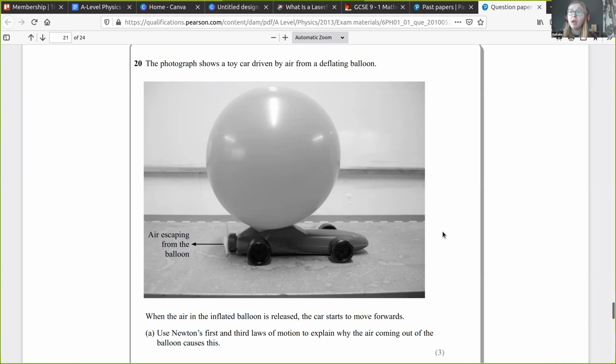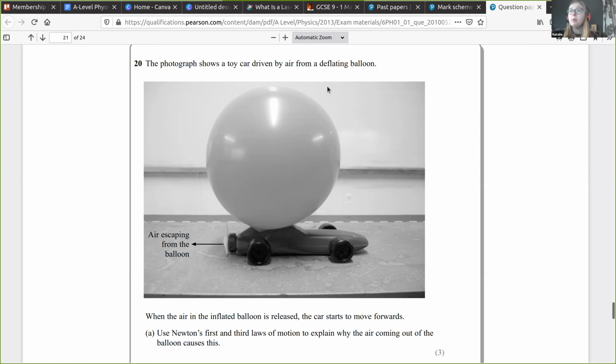Have a think, have a go at jotting down your answer. This is a 3-mark question, so we're going to need a little bit of detail. So have a think, and I will pause the video if you want some time to work it out, but otherwise here's what we would need to write.